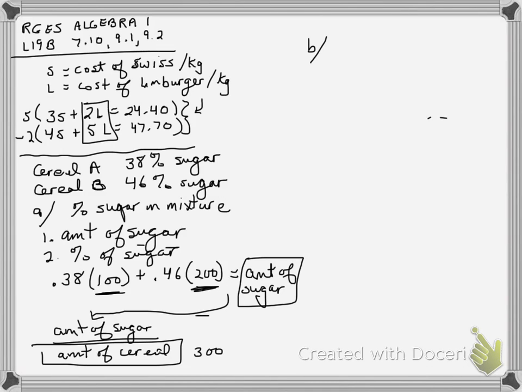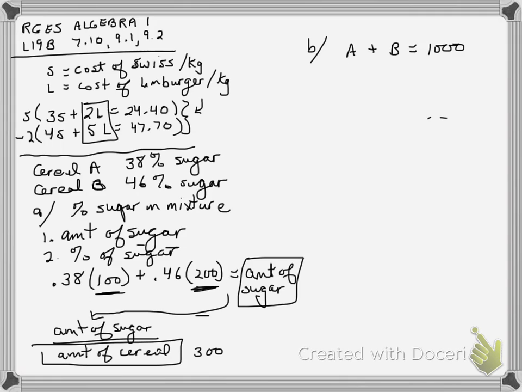Part B says how many grams of each cereal would be needed to make a kilogram of a mixture containing 40% sugar. So if A represents the grams of cereal A, and B represents the grams of cereal B, altogether, A, how much we have of A, and B, how much we have of B, equals 1 kilogram, or 1,000 grams. So that's equation 1.